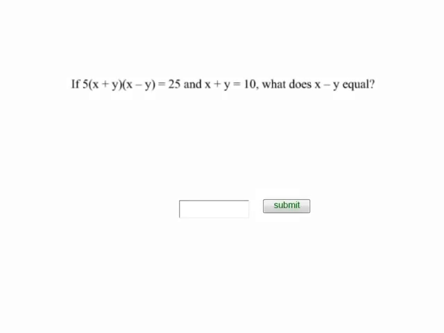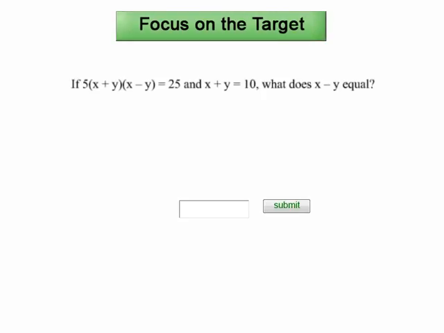The important thing to do here, where you're encountering what looks like a string of factoring problems, is to focus on the target that you're looking for. Okay, we want to find out what x minus y equals. It's kind of a peculiar thing to ask for. But if we look back, we see that x plus y equals 10. So I can substitute a 10 for x plus y.